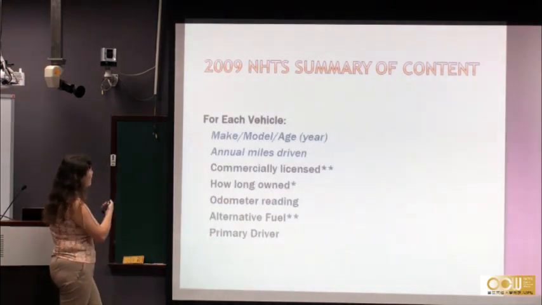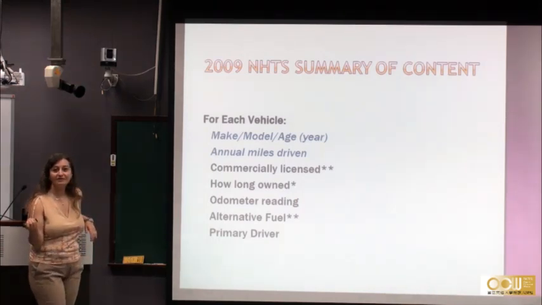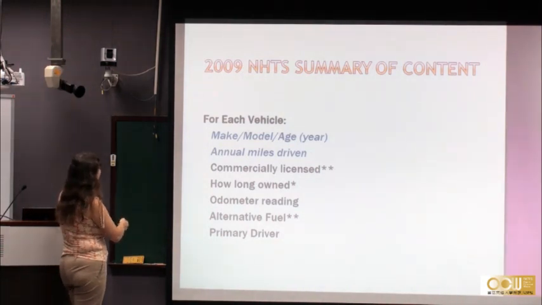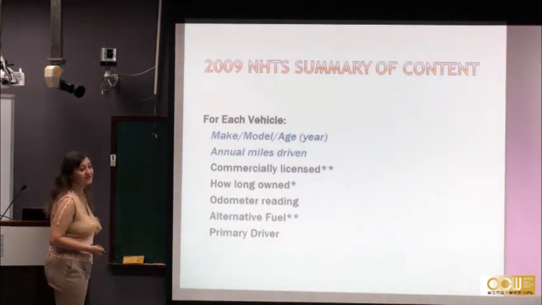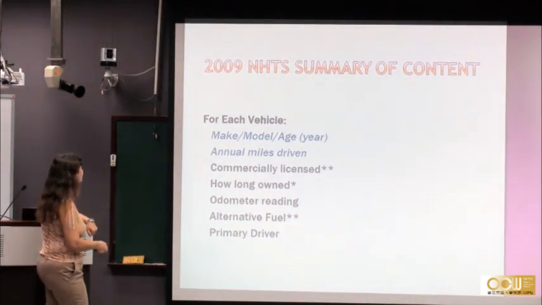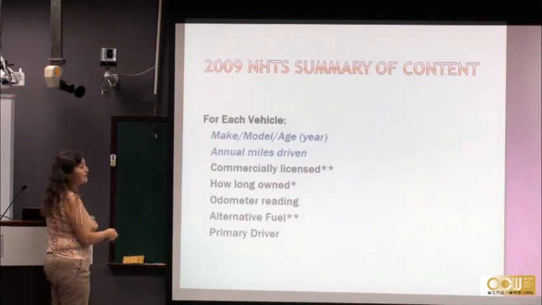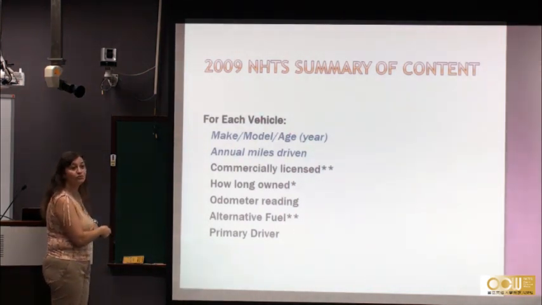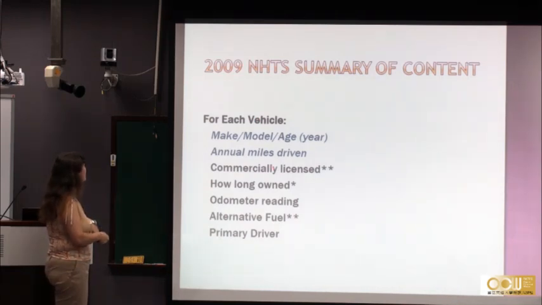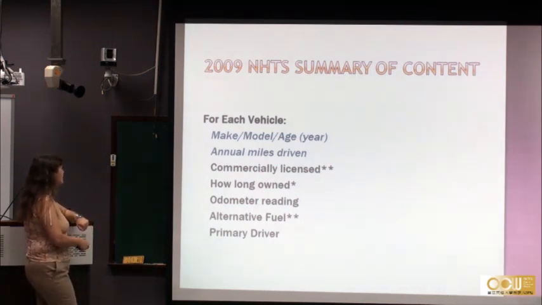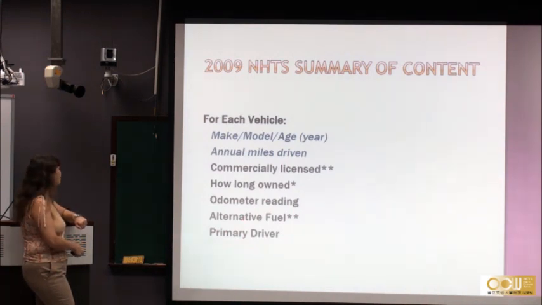This is vehicle. All the information I got in my model for the comprehensive model is from here, right? I know the make, the model, and the age of the car. This is my model type and vintage, right? I get this from here. Make, model, and age. This is very important. Annual miles driven, this is from the odometer, right? How many miles I travel. If I have commercial license vehicles, how long I've owned that vehicle, so I have the odometer reading, if it is an alternative fuel vehicle, and if I'm the primary driver.